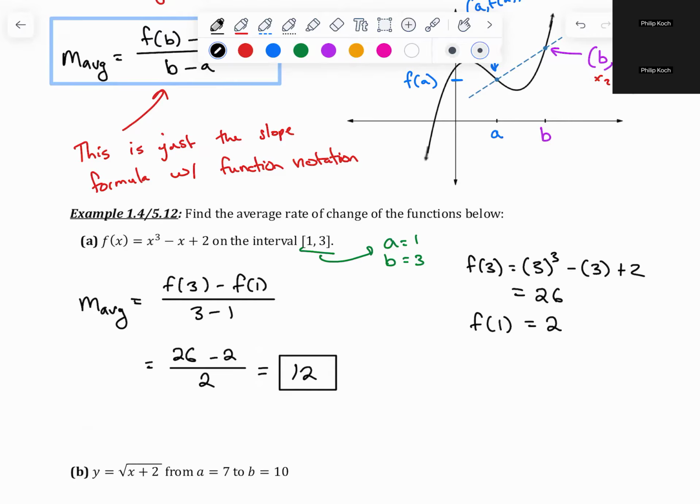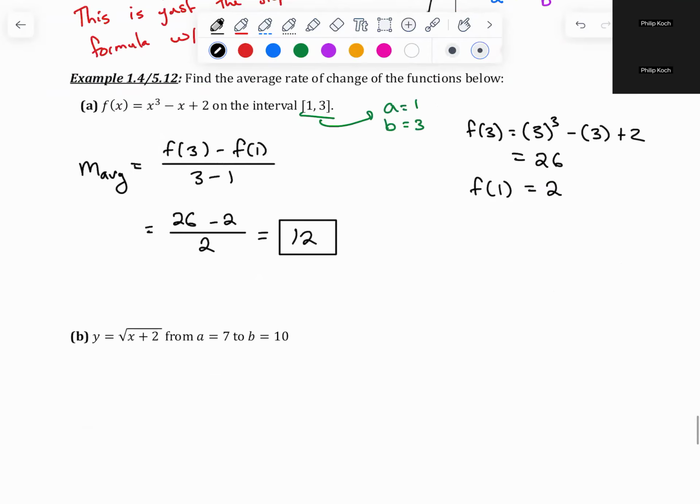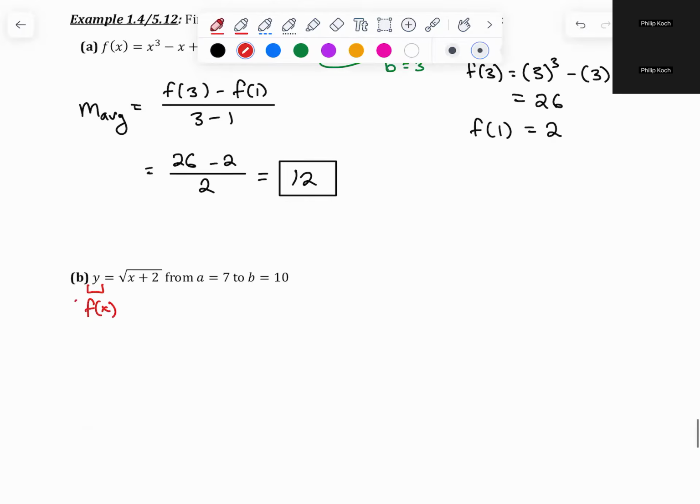The next one says y equals the square root of x plus 2 from a equals 7 to b equals 10. It's another way to say the exact same thing. The only difference is instead of having a function, we have y equals, but that's just a function. y is synonymous with f of x. So we already have a, we already have b. So m sub avg is equal to f of b, so f of 10 minus f of 7, divided by 10 minus 7, that is b minus a.